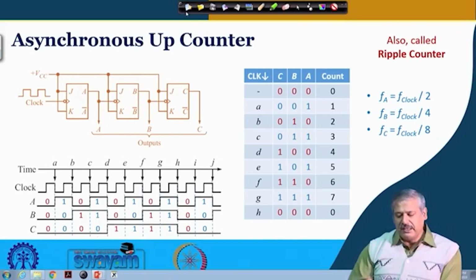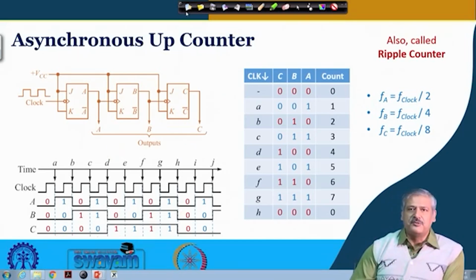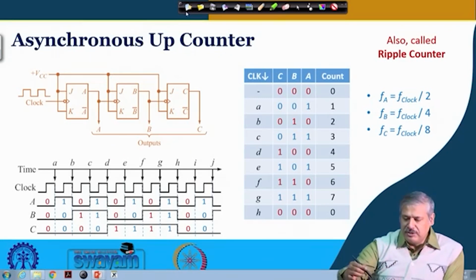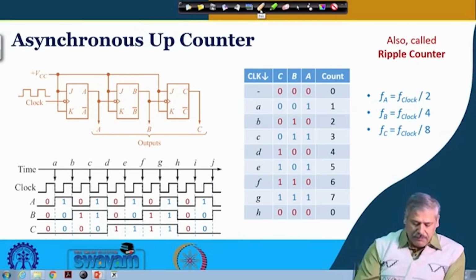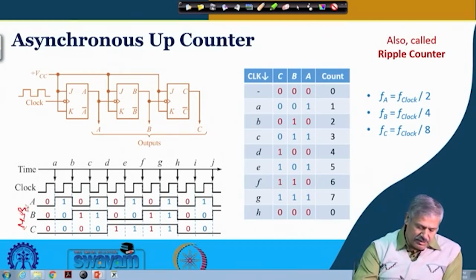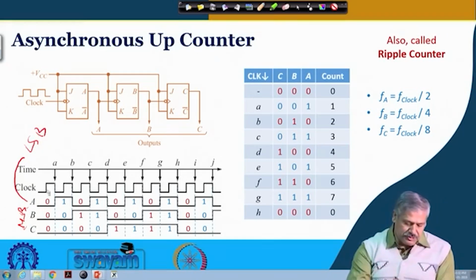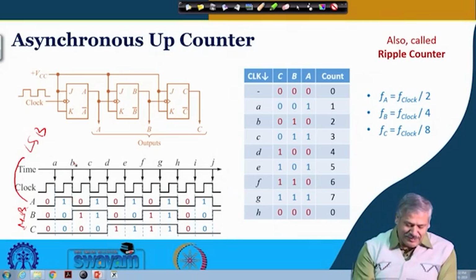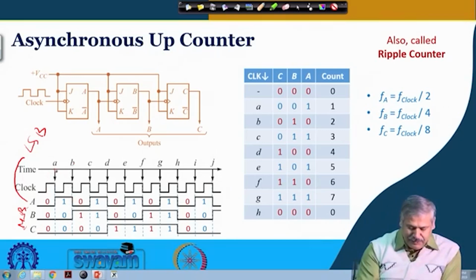Now by this, what have you achieved in terms of count? If you look at the values of CBA, if you read it in this manner, C is your MSB and A is your LSB. If you read it this way, 0 0 0, 0 0 1, you can read in each of these clock cycles, up to A.